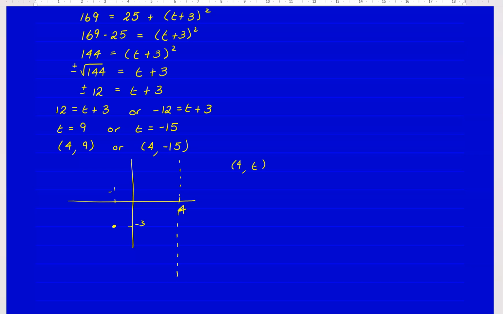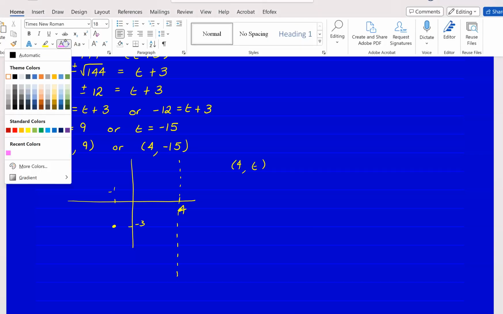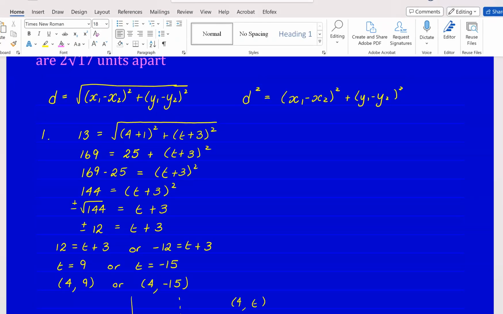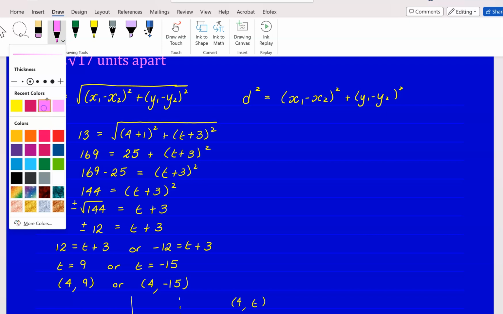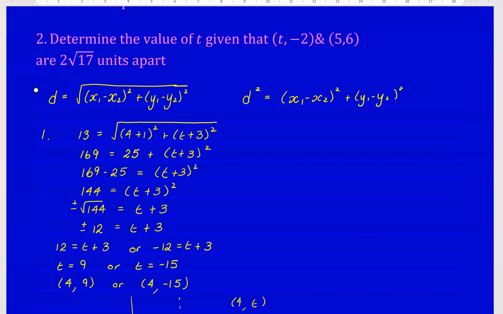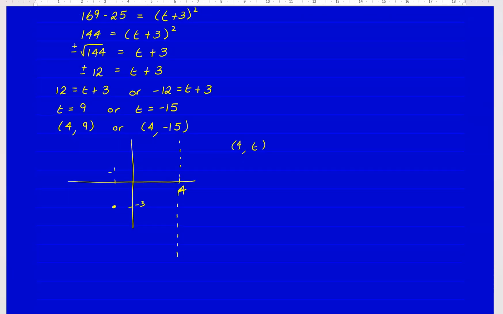But it has to be 13 units away. So I hope you can see, oh no, draw. I hope you can then see that the options that we have for it to be 13 units away is it could be 13 units that way, but it could also be 13 units that way. So hence we've got our two solutions. So this would be the 4, 9, and down here we would have the 4, minus 15. Okay?